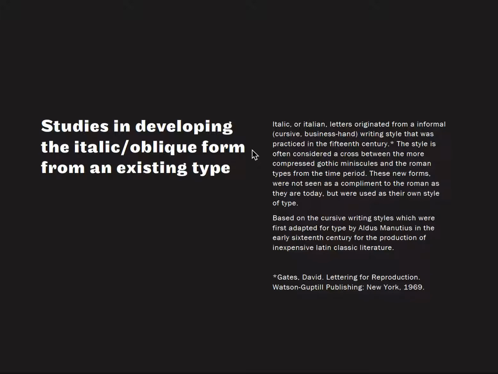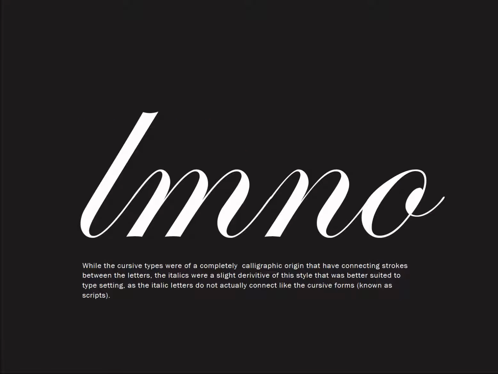So this is basically going over the italic or oblique form from an existing type and how you develop that. You might choose to develop either an italic or a script. I want to show you how you could do that from an upright form. Taking a look through history, we really have a couple of different forms.